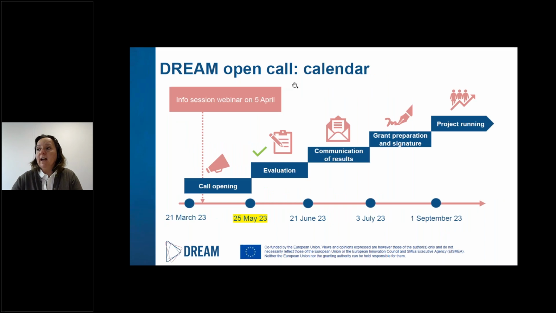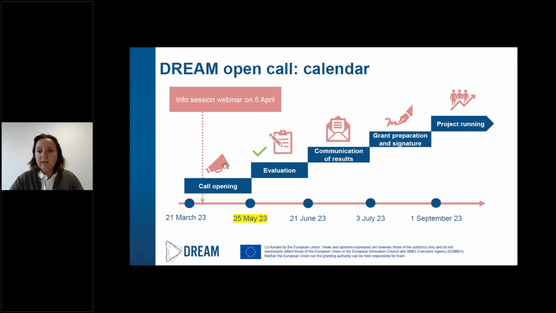So here is the calendar. We are now at this phase regarding the call opening. The evaluation will run from the end of May till the 21st of June. We expect the results to be communicated to the applicants by the end of June, early July, and then the selected laureates will be informed in early July, and we are going to start the grant preparation phase.